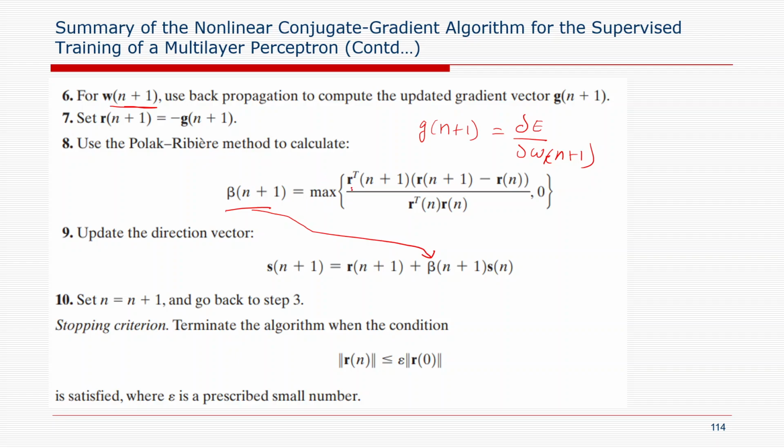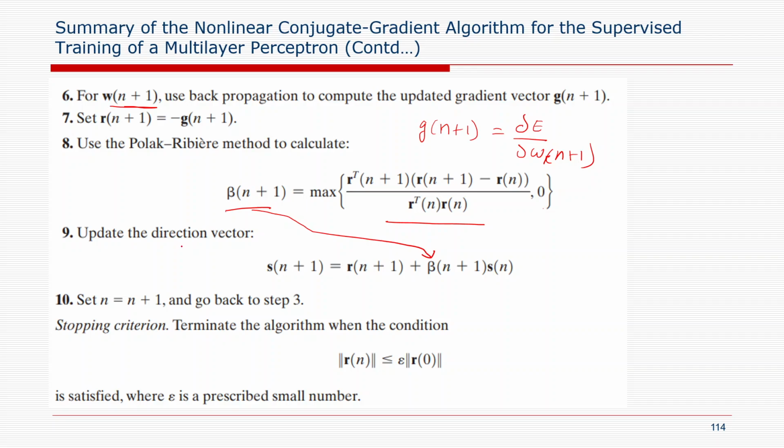That is a fixed formula. There are some derivation steps for how it has been achieved, but to get this value, we can use this formula, which is the maximum of this value or 0, given by r transpose of n plus 1 multiplied by r of n plus 1 minus r of n, divided by r transpose of n and r of n.